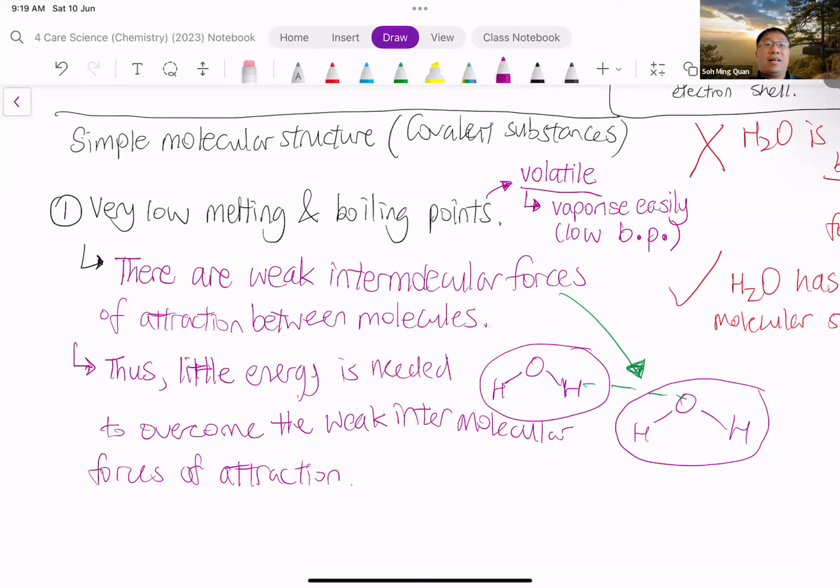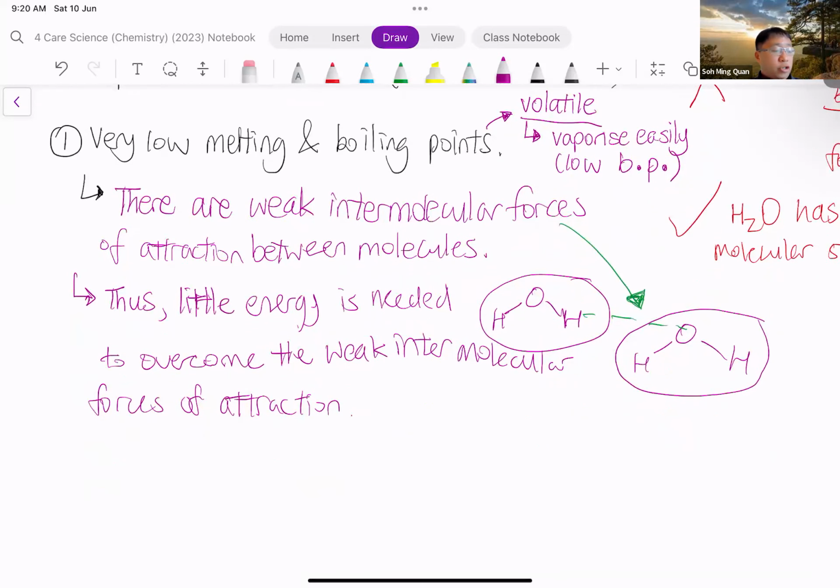Now, all simple molecular substances tend to be volatile, including the ones that you just learned in organic chemistry, alkanes. Alkanes are simple molecular substances because they contain carbon and hydrogen, which obviously are non-metals, so alkanes are simple molecular substances. Therefore, alkanes are also volatile. Alkanes vaporize easily, they have a low boiling point. All right, so that's the first important physical property of a simple molecular substance.